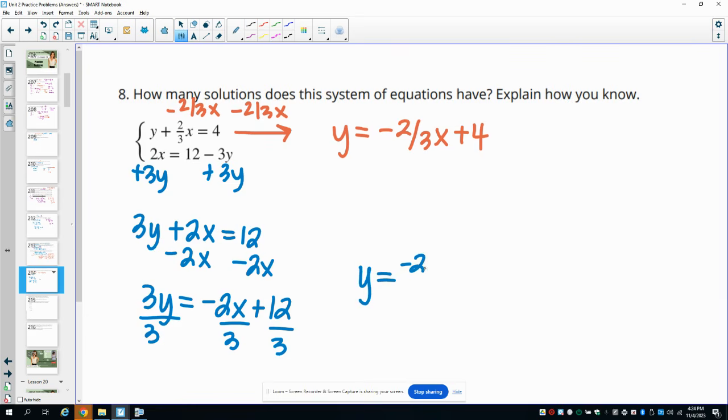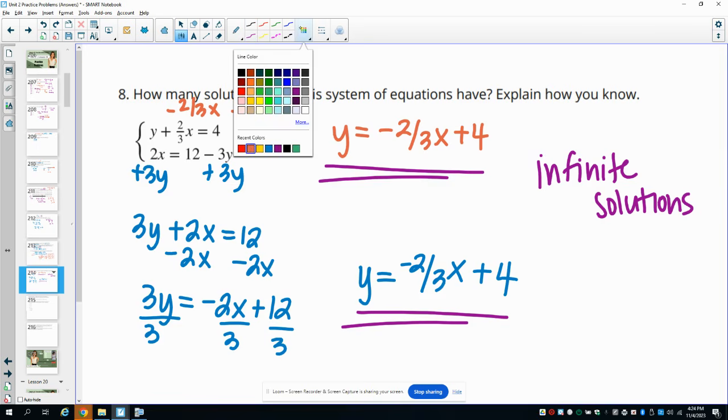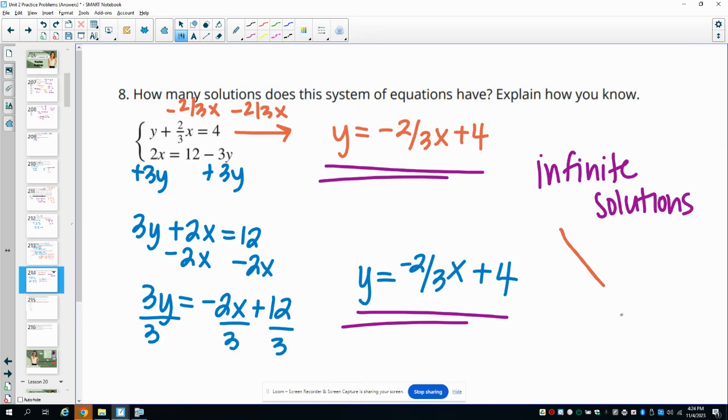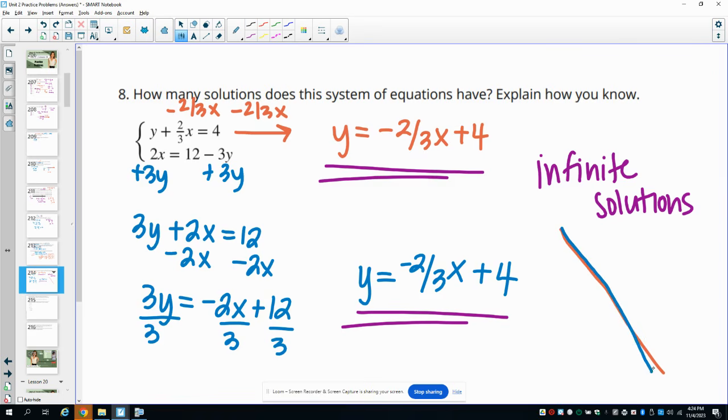So we get y equals negative 2/3 x. And then 12 divided by 3 is 4. And I see that these are the exact same equation. So that means that there are going to be infinite solutions. Because if we were to graph this first equation, negative 2/3 x plus 4 would be something like that. And then negative 2/3 x plus 4 would graph right on top of it. So every single solution to one line is going to be the solution to the other as well.